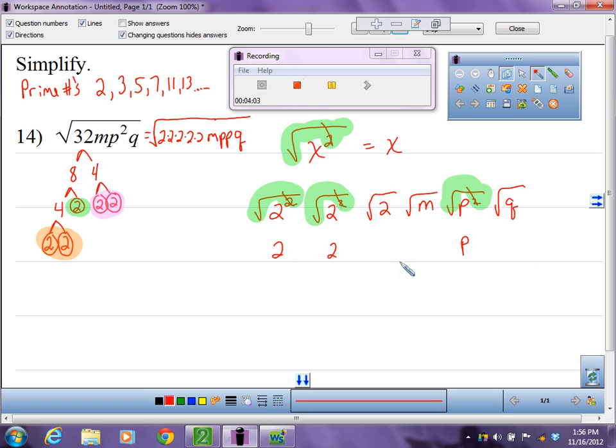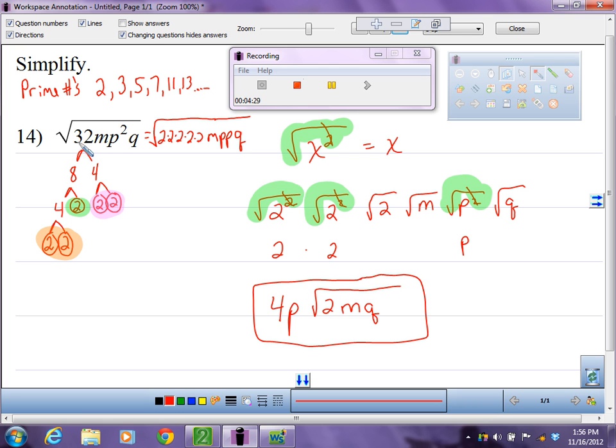So in other words, they're not inside the square root anymore. They're outside. I multiply any numbers that are outside. 2 times 2 is 4. I get all the variables together. There's only a p that's there. And then the ones that remain on the inside, I keep them on the inside, which is the 2, the m, and the q. And we have simplified this radical.